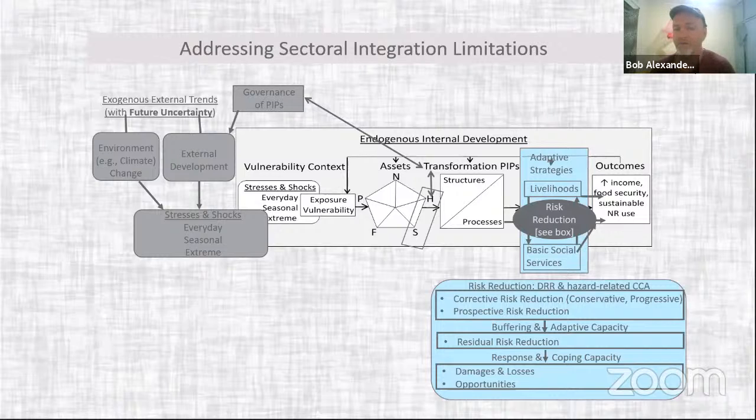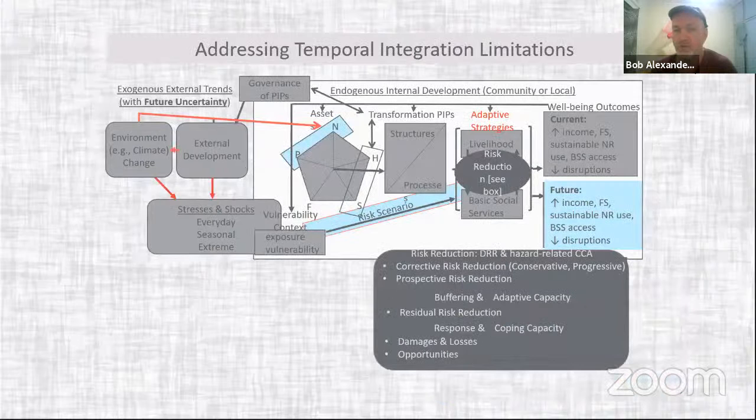All of this leading to the outcomes, which leads to the final addition to it, is now the temporal integration. If you see the remaining things in blue and a couple arrows in red, let's start with the risk scenario. Coming out of our vulnerability context, we have an arrow coming. And what we're saying is, we want to anticipate, we want to be thinking about how this vulnerability context, what is happening in terms of the environmental change, in terms of developmental change, all of the different things that are contributing to how the stresses and shocks are changing. How is that going to affect what we need to do? And so we need to incorporate those risk scenarios into our strategies for what we can do.